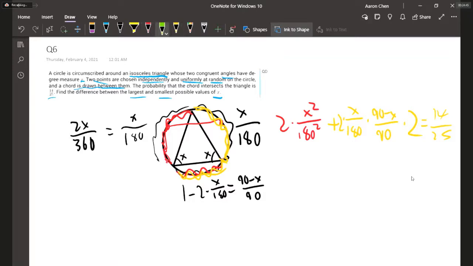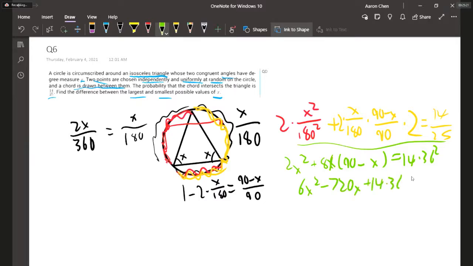And so you can multiply both sides of this equation by 180 squared. And so what that gives you is 2x squared plus 8 times 8x times (90 minus x) is equal to 14 times 36 squared. And so when you move everything to one side, you get that this is just 6x squared minus 720x plus 14 times 36 squared is equal to 0.